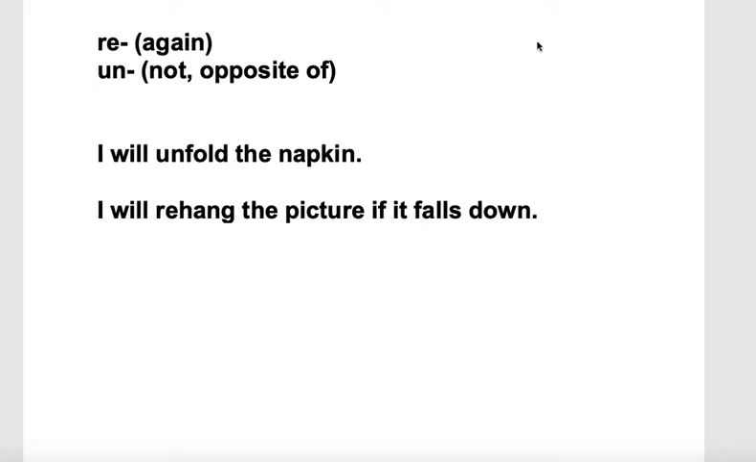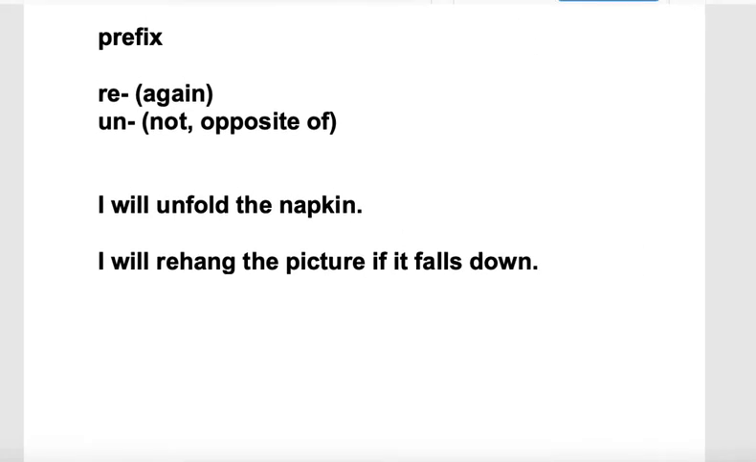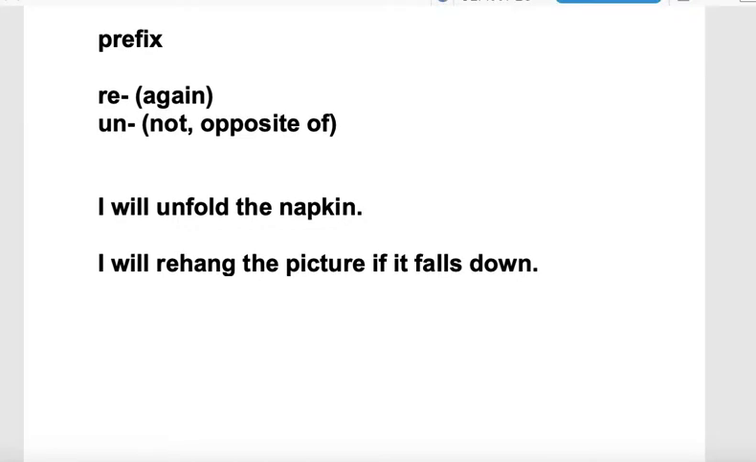Friends, we're going to talk a little bit more about prefixes today. Let me move my screen down a little bit for you. We have been talking about, or we just started talking about, our prefixes re and un. So just to remind you, a prefix is letters that you put at the beginning of a word that changes what the word means. And when we put re in front of a word, it means to do it again. If we put un in front of a word, it means not or the opposite of.